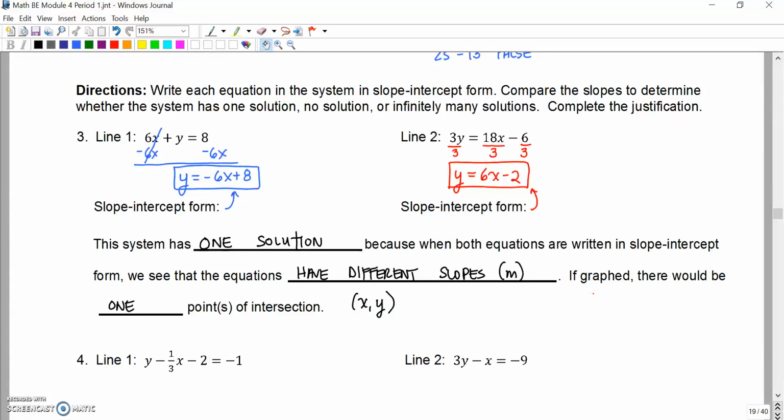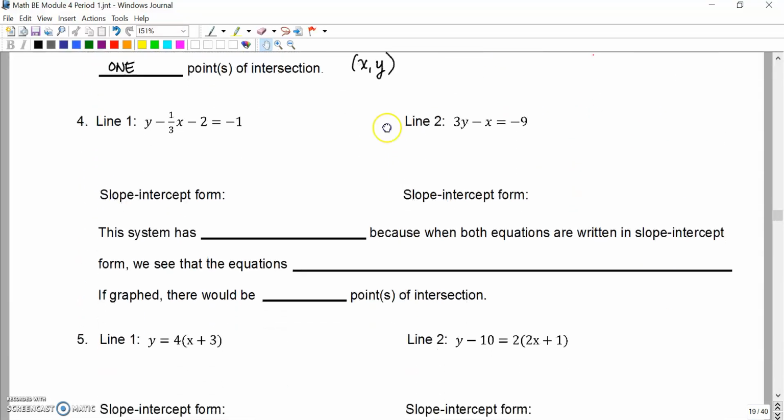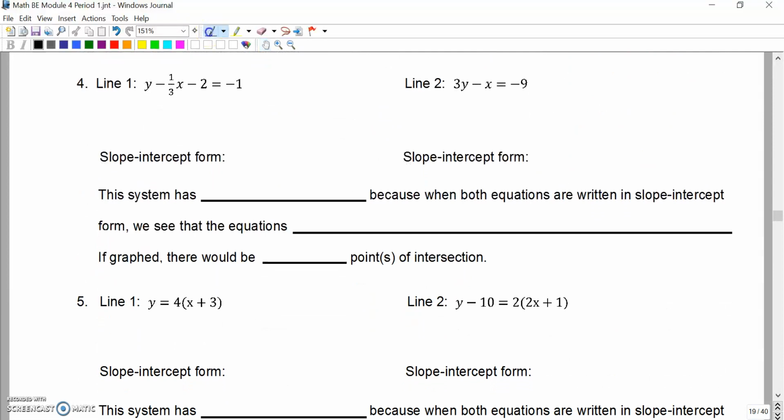I'm going to do one more problem on this page, and then after that, I would suggest doing the rest of the problems on this page and then watching the next video for page 2 of the section review. Number 4, same idea. Maybe slightly different steps in isolating the variable. Here's my y with a lot of stuff on the same side. So I can either start by moving the negative 1/3 x or the negative 2. I'll start with the negative 2 and line them up.